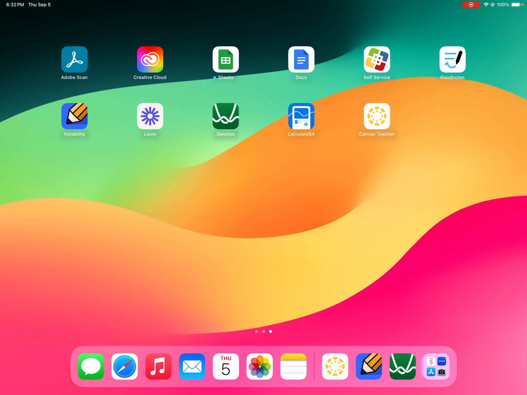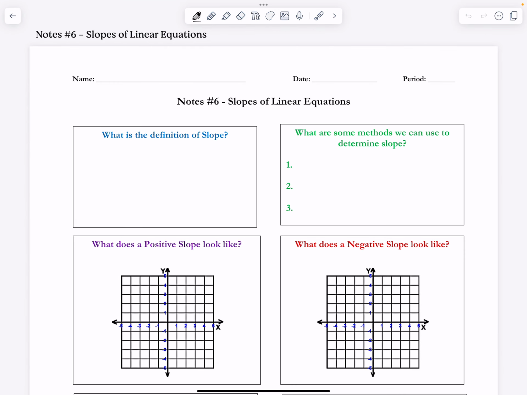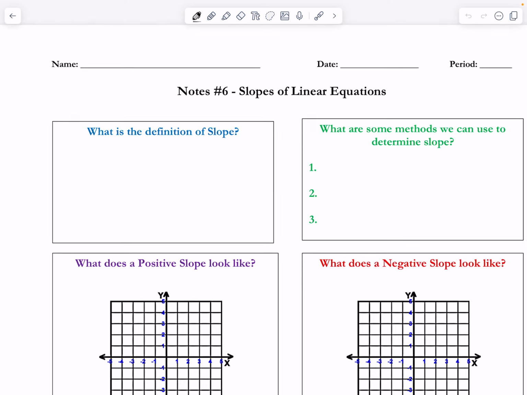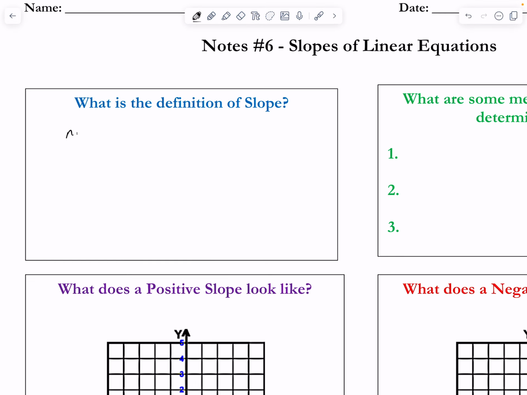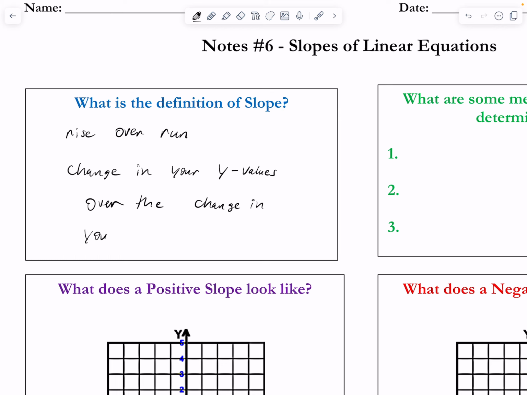All right, guys, we're going to go over the notes from number 6 here on slopes of linear equations. So, definition of slope. You'll hear a lot of students say rise over run for the definition of slope, which is totally acceptable. This is really looking at the change in your y values over the change in your x values. It's another way you'll hear me describe it.